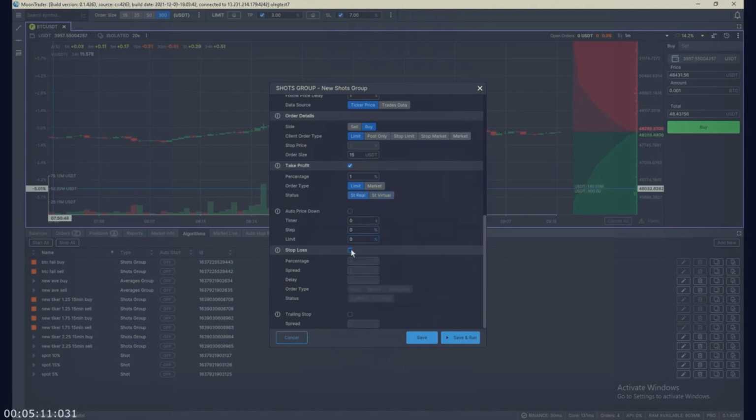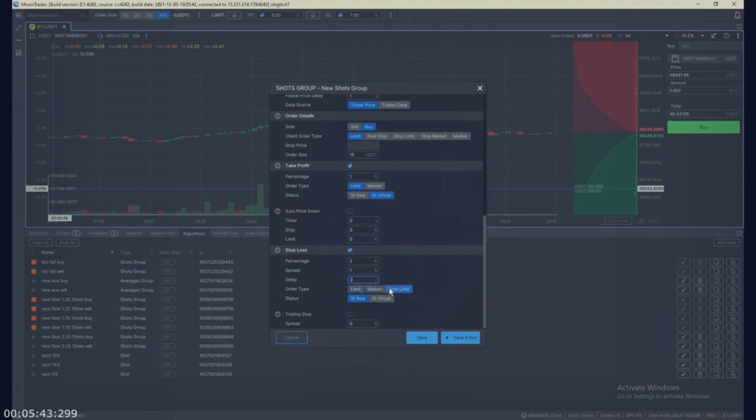Stop loss enables automatic placement of a stop loss order after the original order has been executed. Percentage says the distance from the price at which the order was executed to the stop loss. Spread allows the user to set the distance from the current price, which will determine where the stop loss will be placed once the price crosses the stop trigger. In the delay line, we specify the delay for setting a stop loss in seconds after the order execution. Below, we choose the order type and its status.